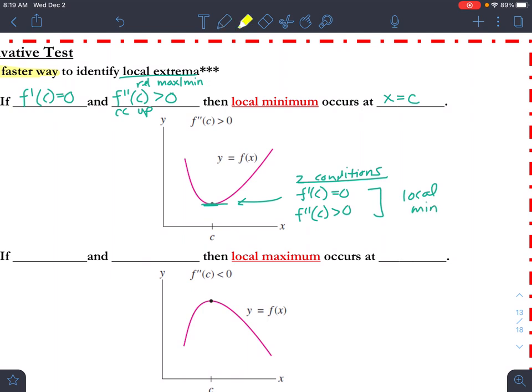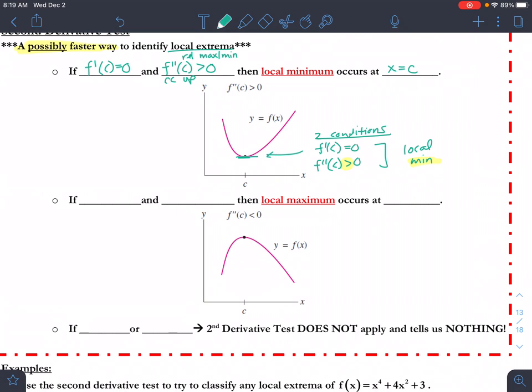Some people get confused here, so be careful. Positive goes with minimum. I know that sounds a little weird. The next one you can guess: when we're concave down, we have a maximum. So negative goes with maximum. People get a little confused on that, so make sure you organize those two thoughts.